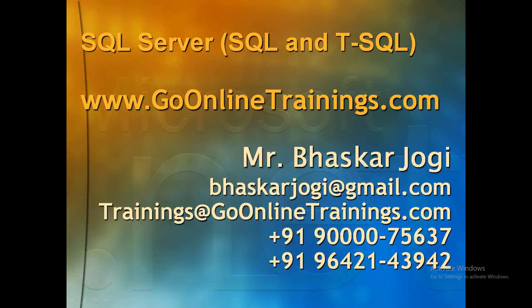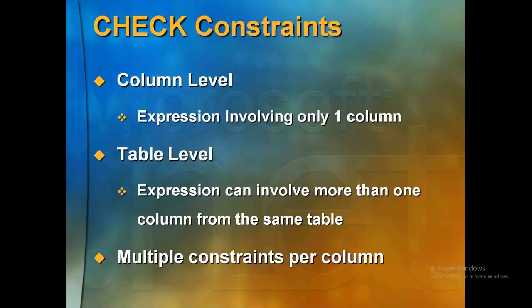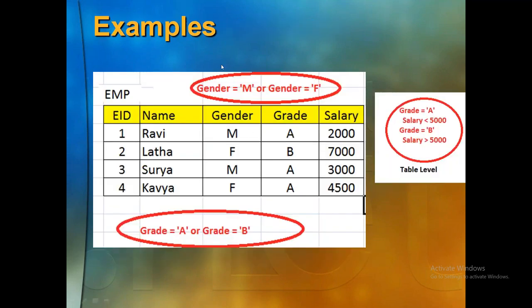So now we want to discuss check constraints. We have column level check constraints, table level check constraints, and multiple check constraints where check constraints can be implemented. For example, I have created an employee table. Employee ID is the primary key. Employee name, I don't have any condition. Gender, I want to restrict. Gender could be either male or female.